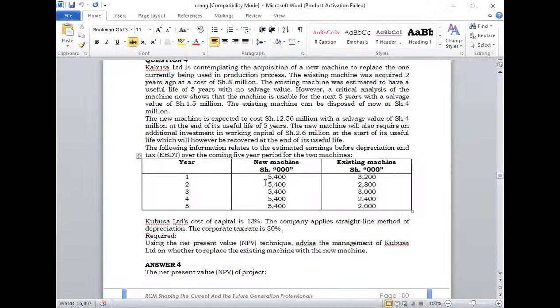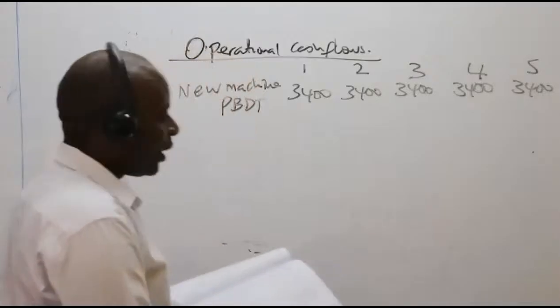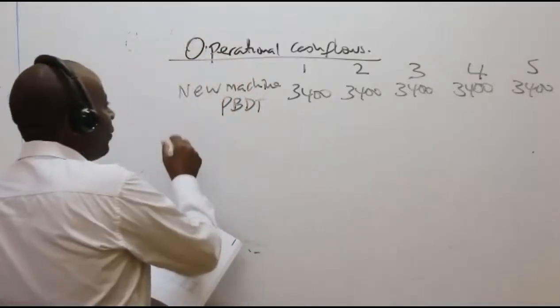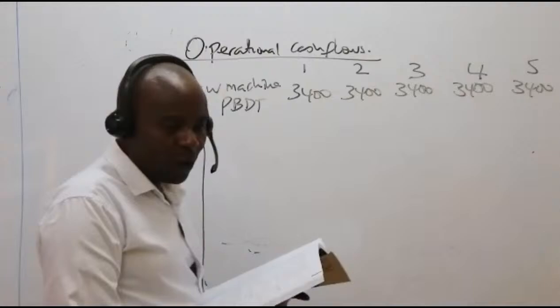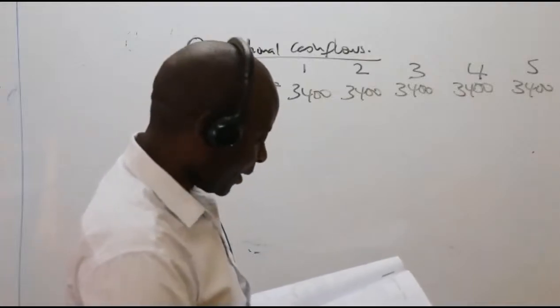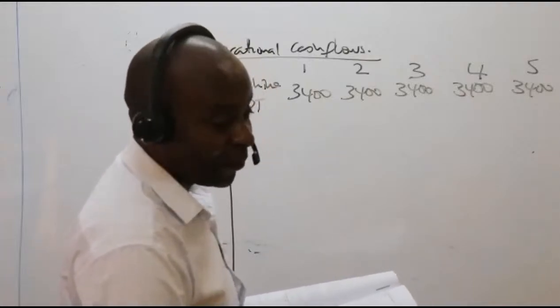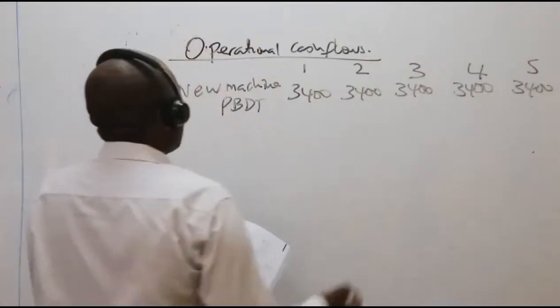We'll come and take here. They have given us the profit before depreciation and tax for the new machine. And then we have the profit before depreciation and tax for the old machine. Right? So please get there and copy these very fast. I hope you are able to see the ones of the old machine. So for the old machine, what do we have here, somebody? In this case, oh, it's 54, not 34. Yeah, it's 54.